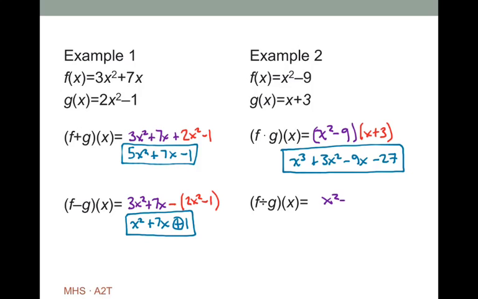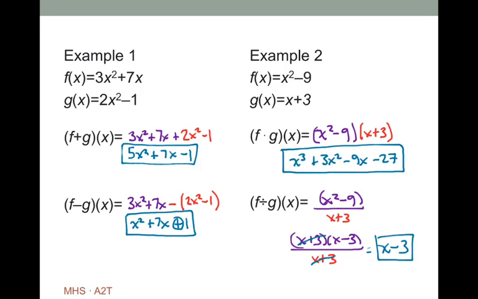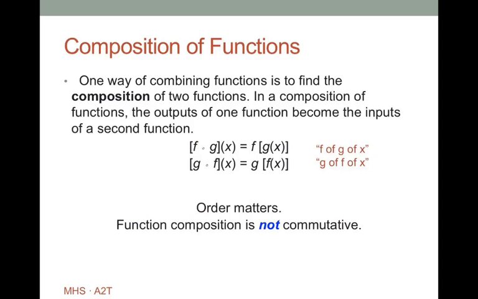Finally, f divided by g, x squared minus 9 divided by x plus 3. Well, we can divide that if we think about the numerator, x squared minus 9, being a difference of squares which can be factored. So often if you want to divide functions, to really successfully do it, you're going to have to factor the numerator and see if you can divide out the denominator. So x plus 3 times x minus 3 over x plus 3. Our x plus 3's will cancel, leaving us with x minus 3 as our final function, or result.